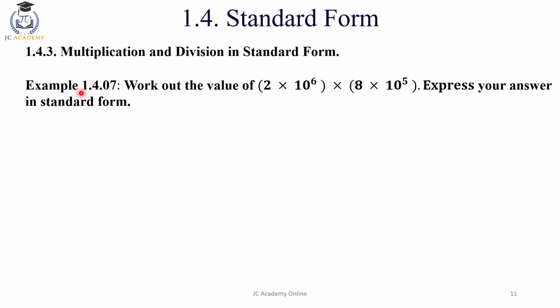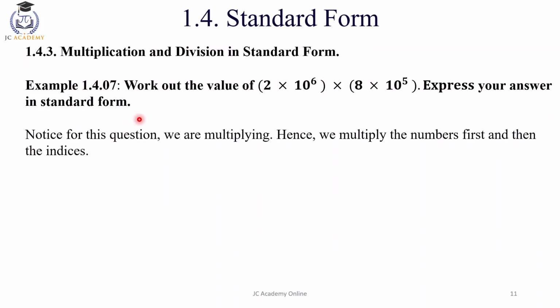So we have example 1.4.07. Work out the value of 2 times 10 to the power of 6 multiplied by 8 times 10 to the power of 5. Express your answer in standard form. So notice for this question, we are multiplying.